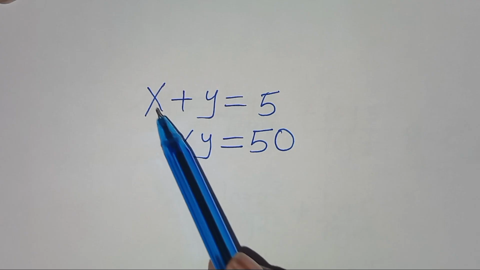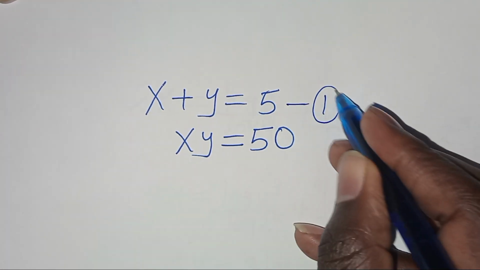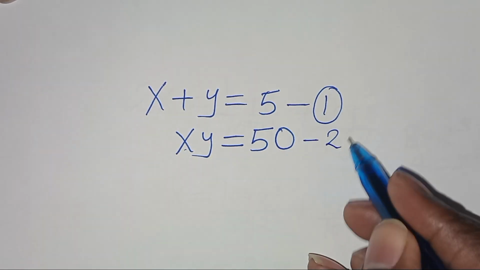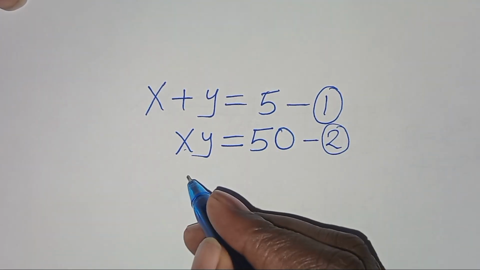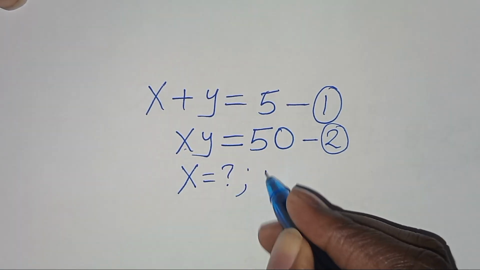Which is x plus y, this is equal to 5, we can call this equation 1. X times y, this is equal to 50, we can call this one equation 2. So the question here, what is the value of x and what is the value of y?